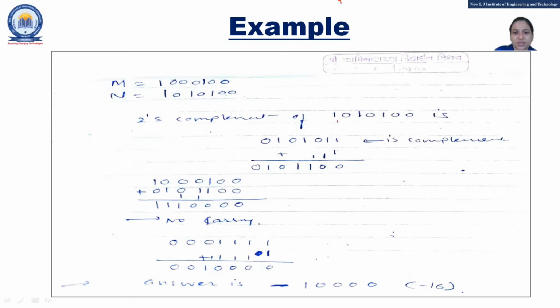Now, as you can see here, the second number is 1010100. Now what is the ones complement? That is 0101011, and we have to add 1 here to get the twos complement. So this is our twos complement.